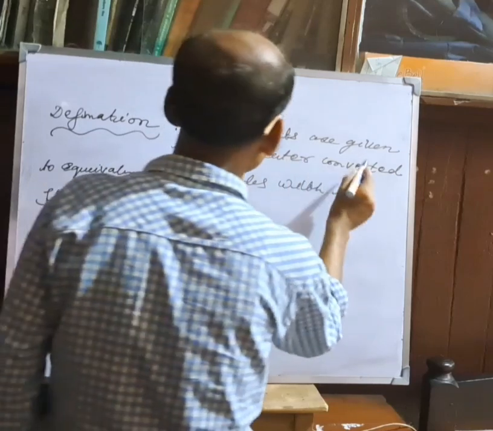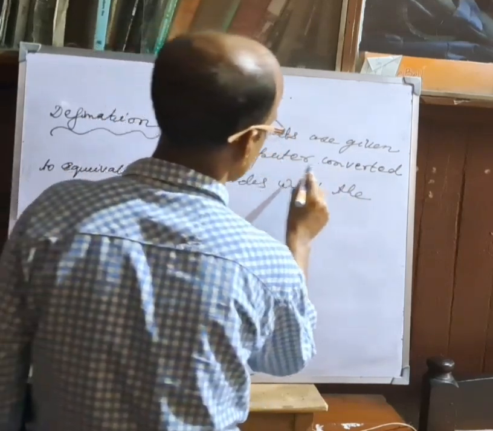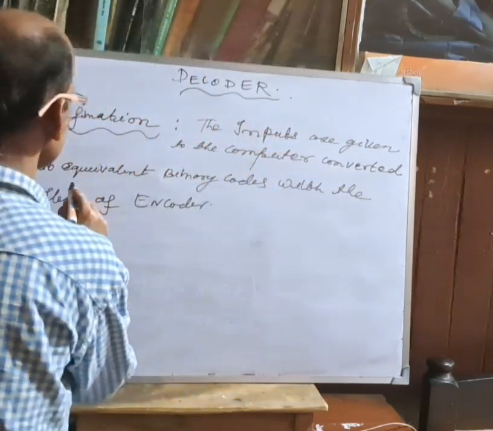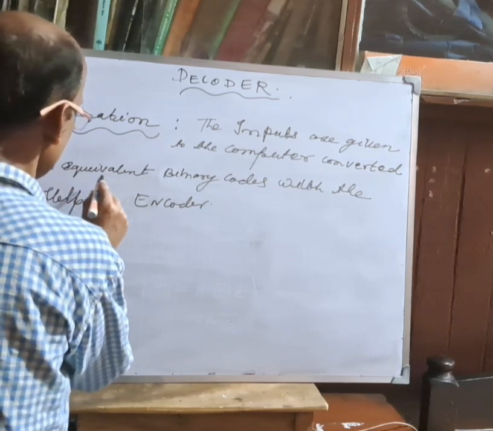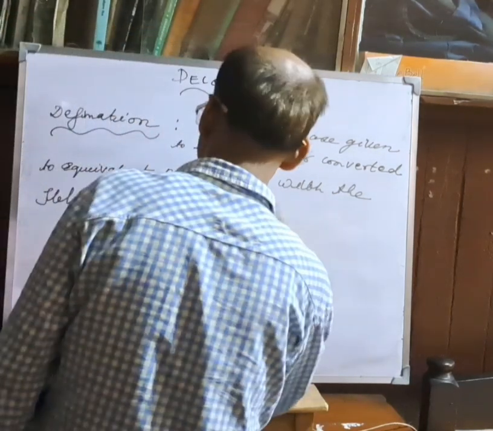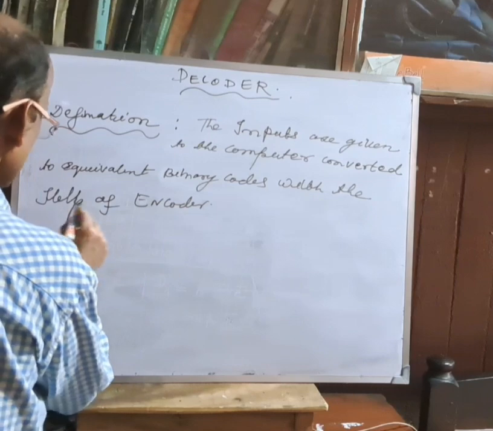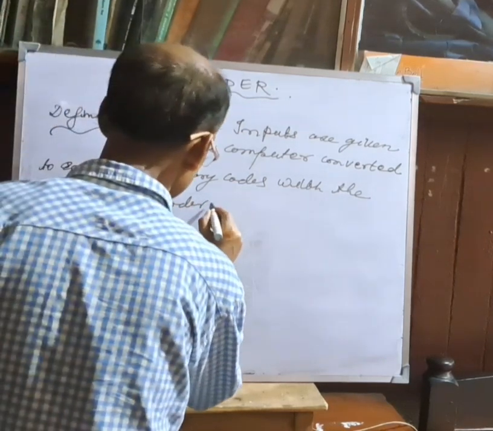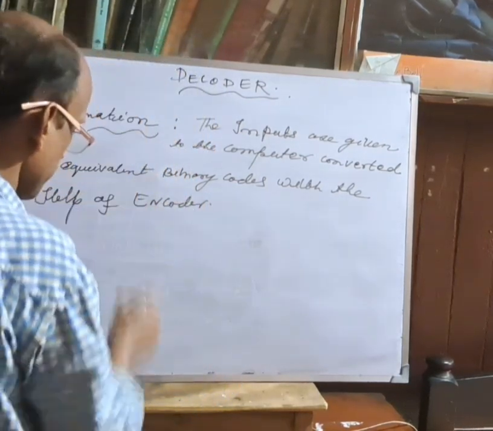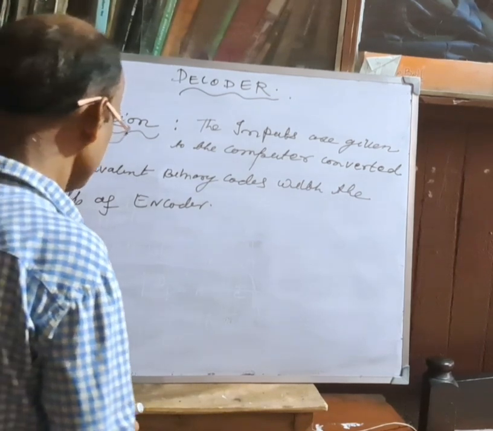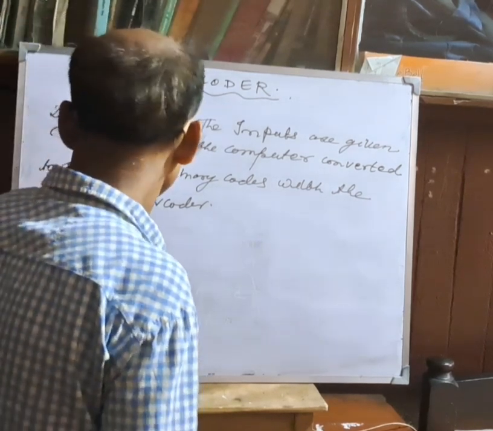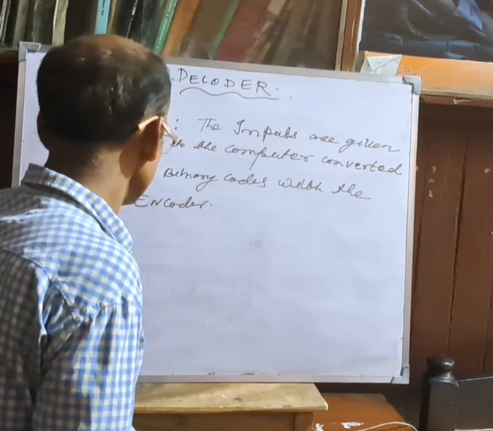The inputs are given to the computer, converted to equivalent binary code with the help of encoder. Clear?